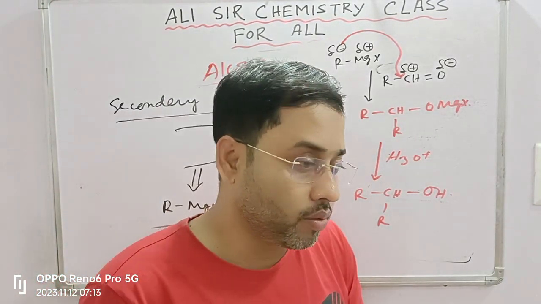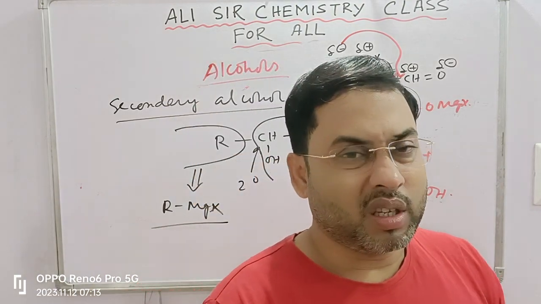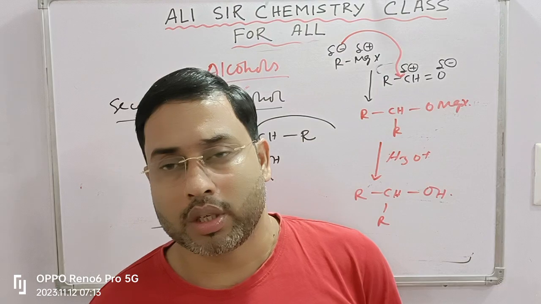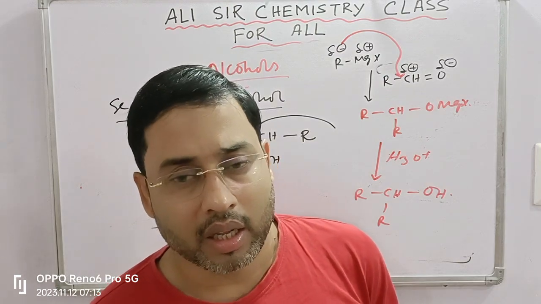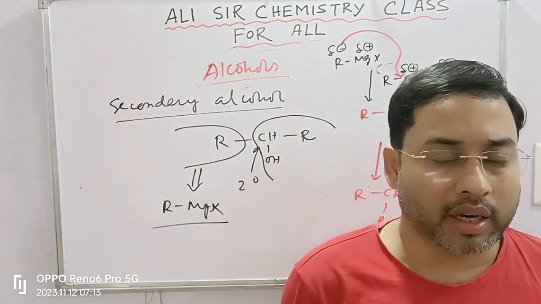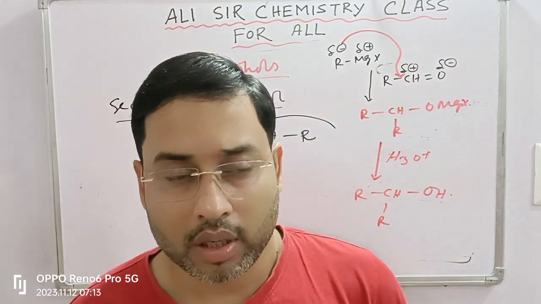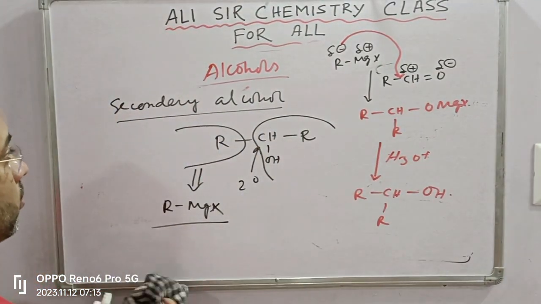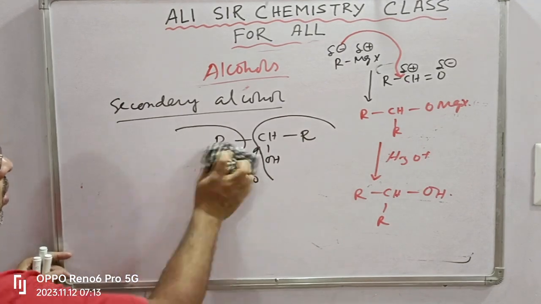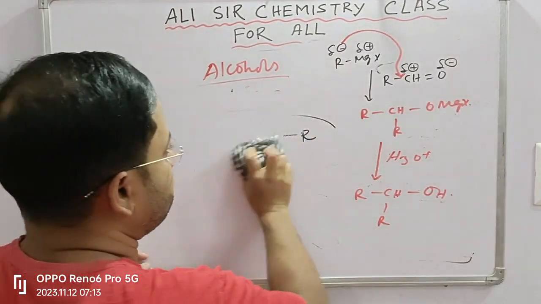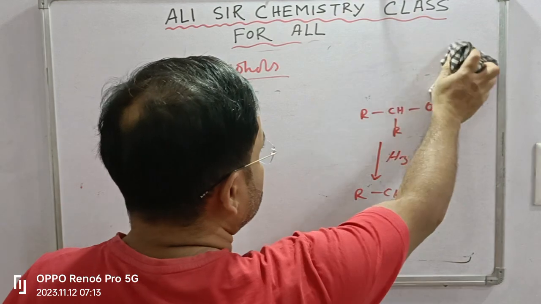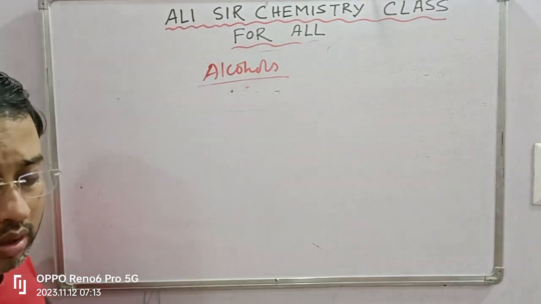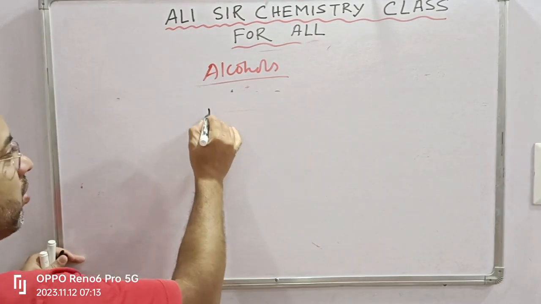This is a very simple method for the preparation of secondary alcohols. What we have to remember is that a secondary alcohol is prepared by using a Grignard reagent and an aldehyde. So you have to choose carefully. Now we are moving to the tertiary alcohols. Conceptually, in the beginning of these preparations, we decided on primary alcohols, where we have taken formaldehyde.